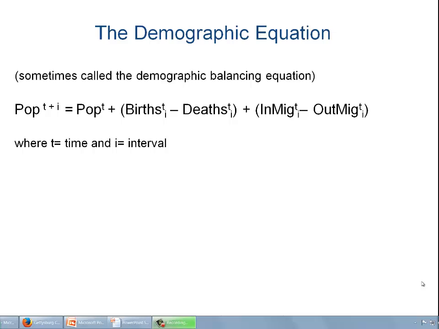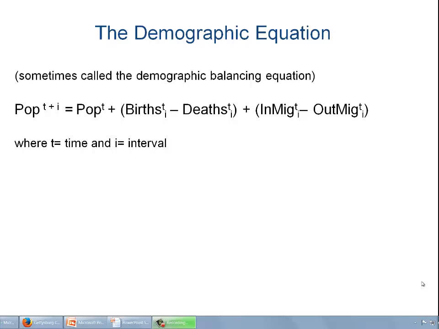By now you've been exposed to a little bit of information about fertility, mortality, and migration, as well as world population. We're going to spend the next few minutes looking at the demographic equation, which is simply an equation that shows the relationship between these things and an area's population.